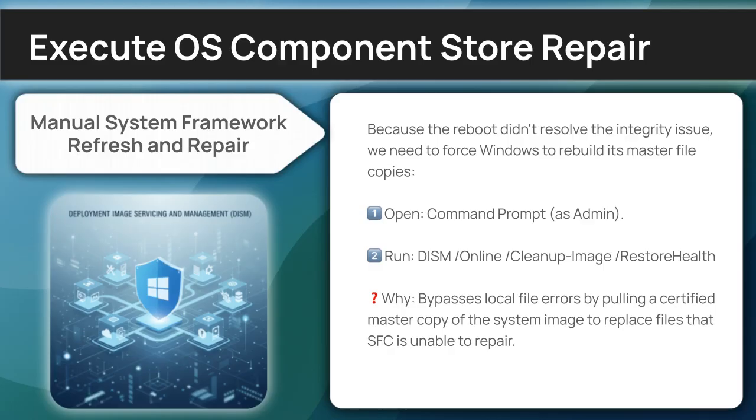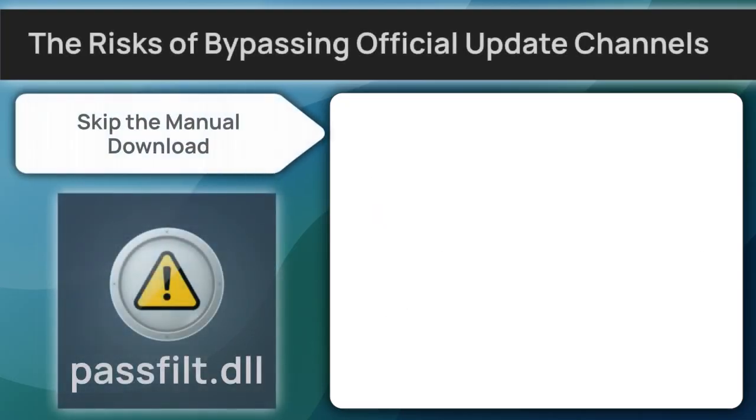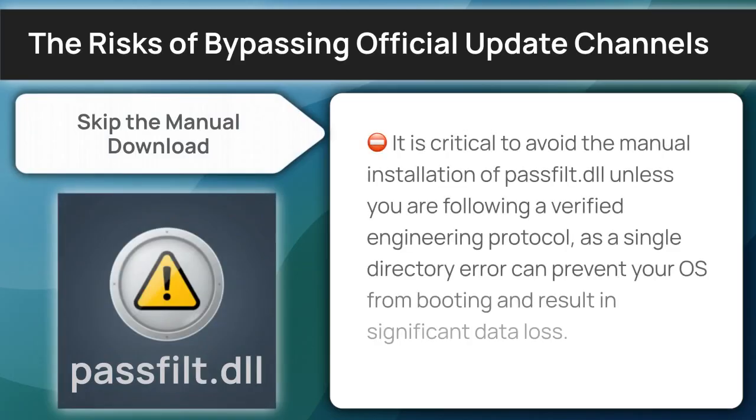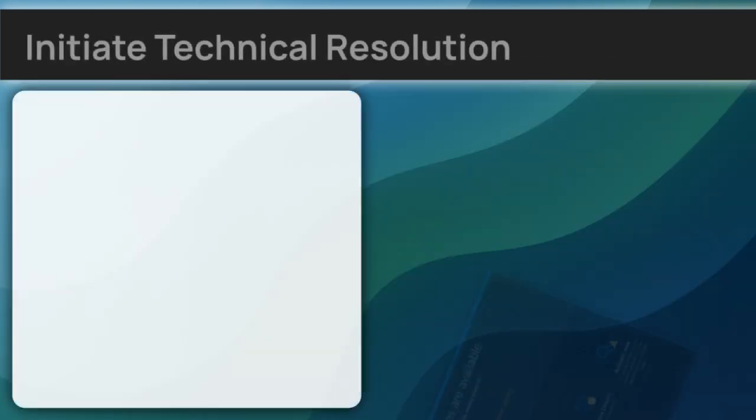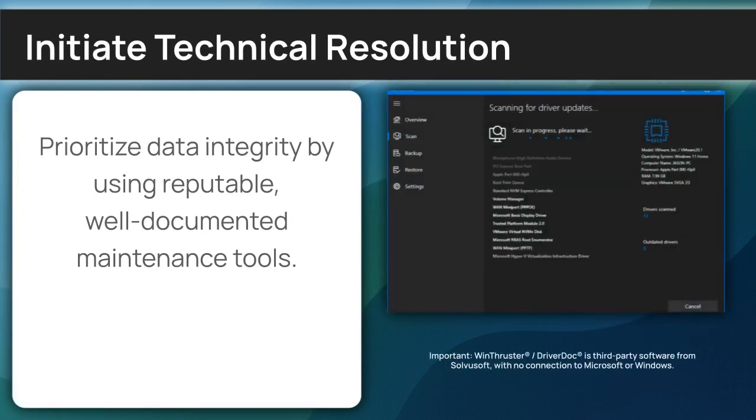Why are we doing this? Well, it bypasses local file errors by pulling a certified master copy of the system image to replace files that SFC is unable to repair. Before you proceed, let's touch on the essential safety standards for handling shared library files. Please use caution. Replacing password filter DLL manually often requires elevated permissions that, if mishandled, can leave your system architecture vulnerable to external exploits.